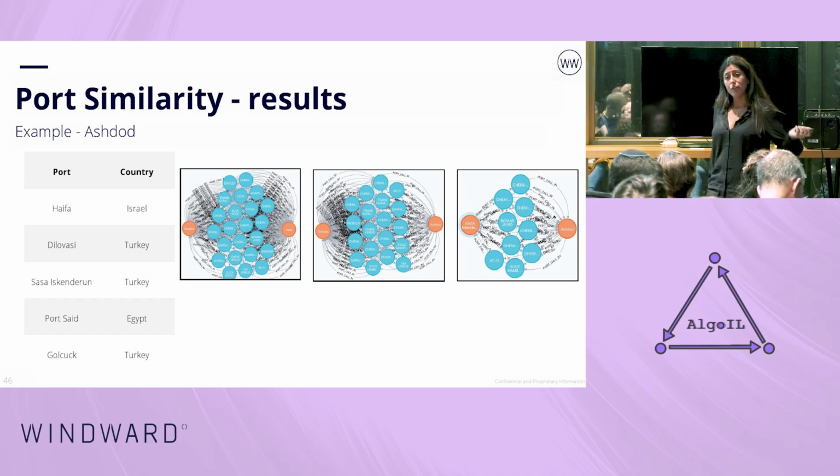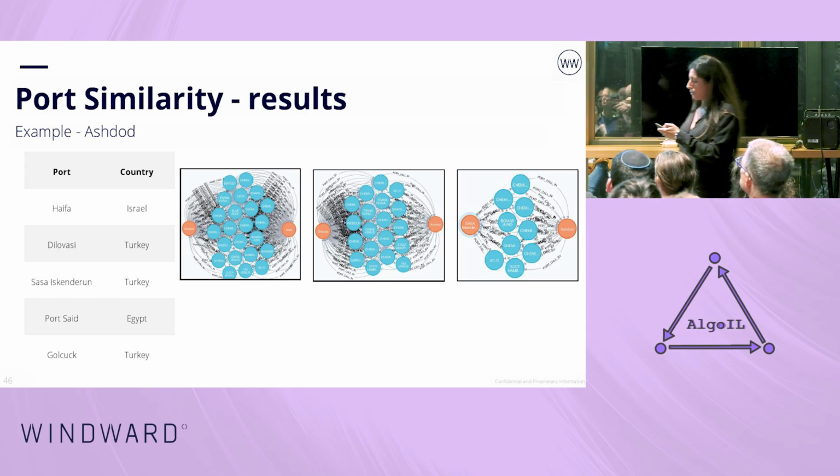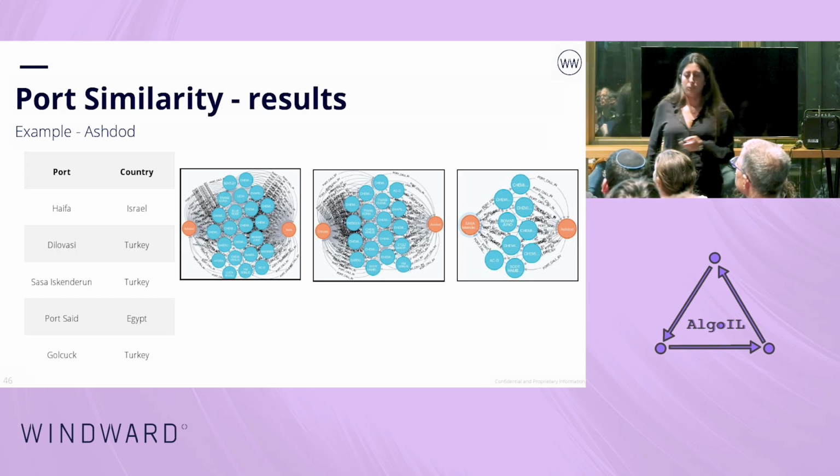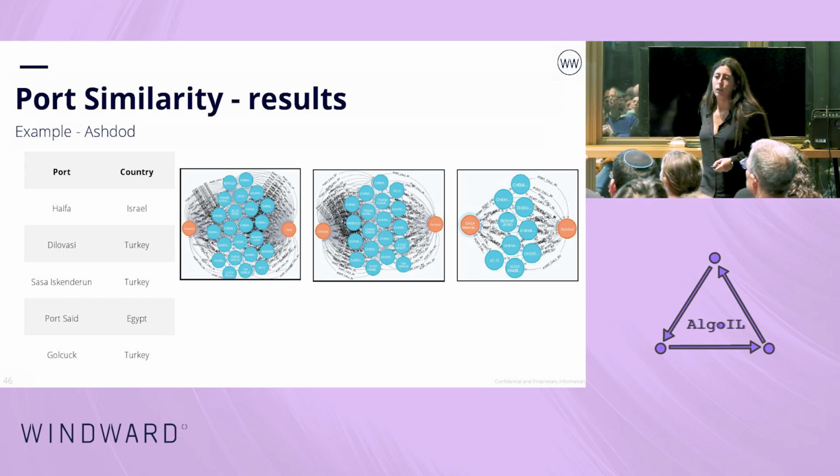So we looked at a few results to validate that our approach made sense. Here, these are the results for the port of Ashdod. You see that the most similar port to Ashdod is the port of Haifa, which quite makes sense.